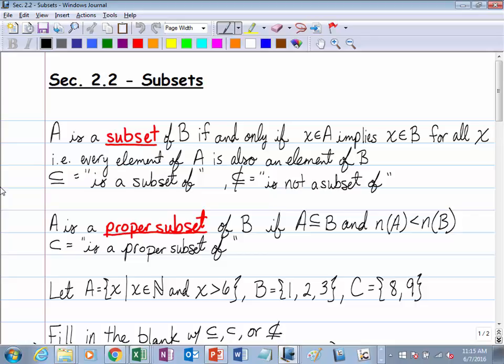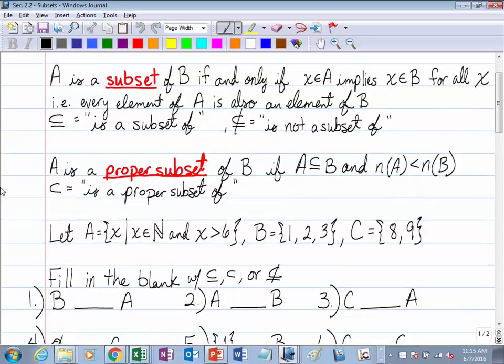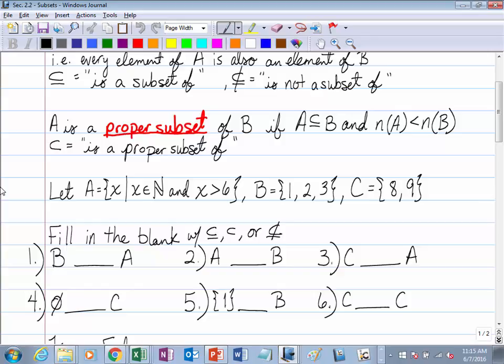And then we have a proper subset. Most subsets are proper subsets. A proper subset is just a subset that is not equal to the original set. The only type of subset that's not a proper subset is the exact same set. So here's an example. A is the set of all natural numbers that are greater than 6. And by the way, here's the notation for a proper subset. It's kind of like less than versus less than or equal to. Same kind of idea.